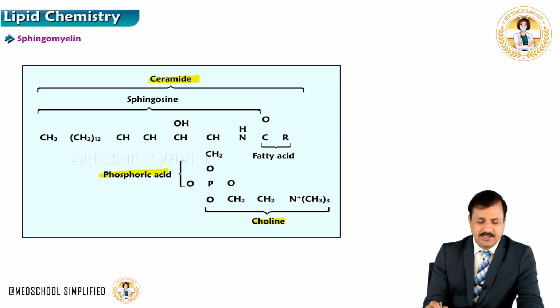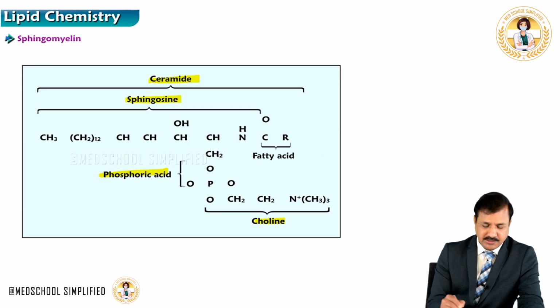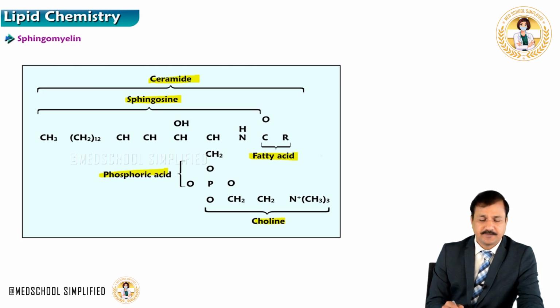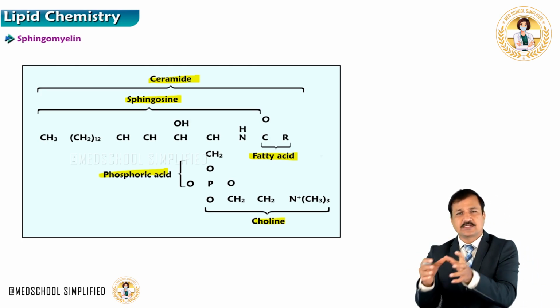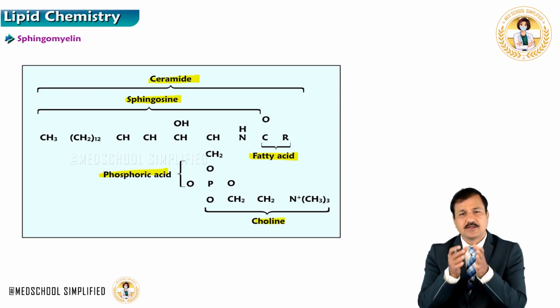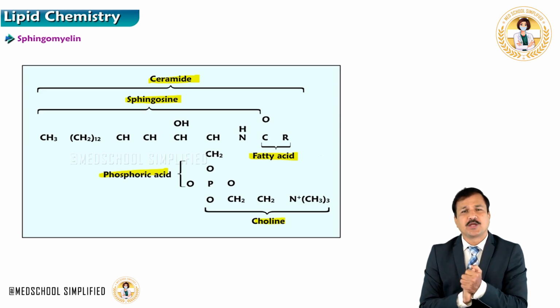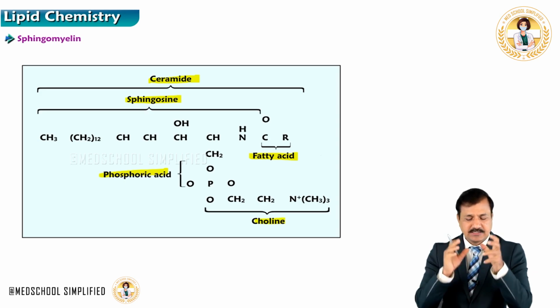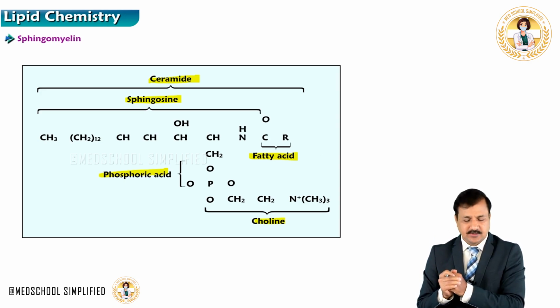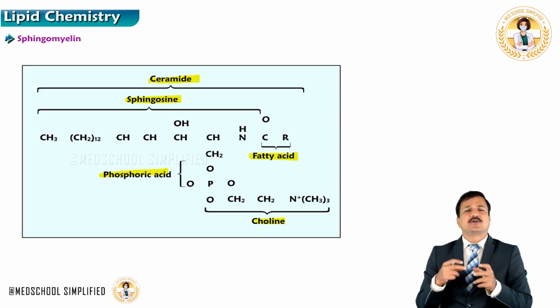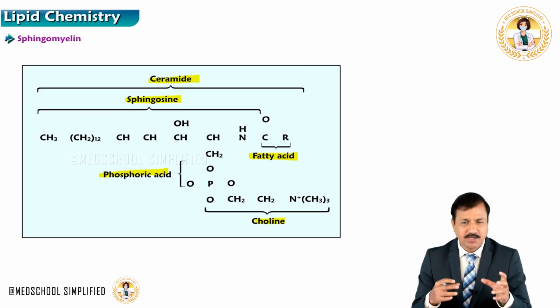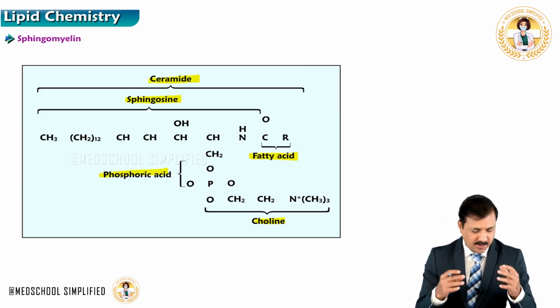4 different components. That is, it is sphingosine plus fatty acid. Sphingosine plus fatty acid together is a ceramide, and then phosphocholine, so phosphoric acid and choline. So here sphingosine, fatty acid, phosphoric acid and choline, that's what a sphingomyelin is, or you can say ceramide plus phosphocholine. So this is how you can remember the sphingomyelin structure, or the components.